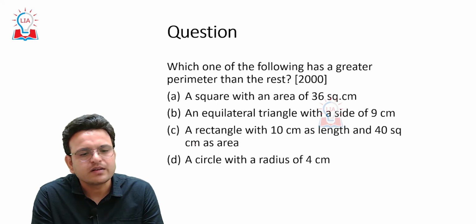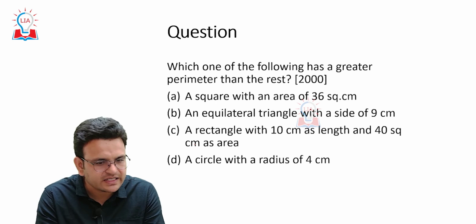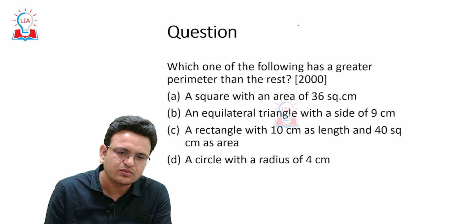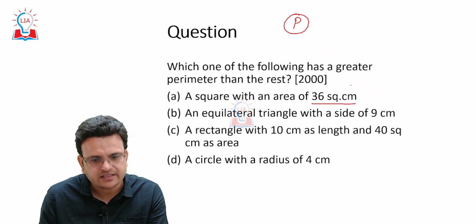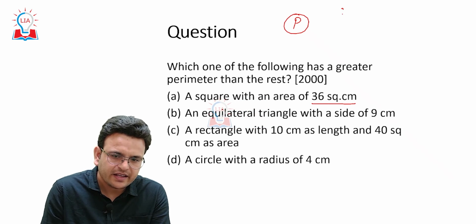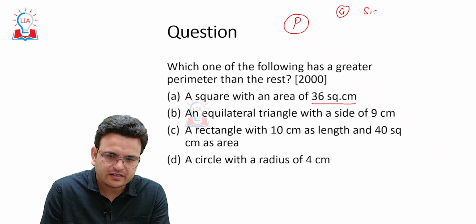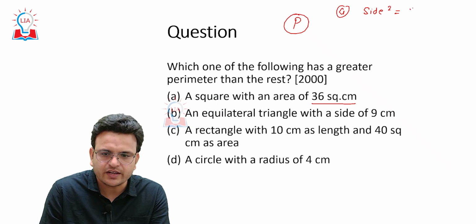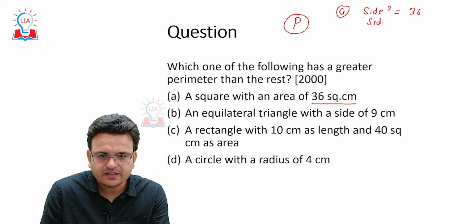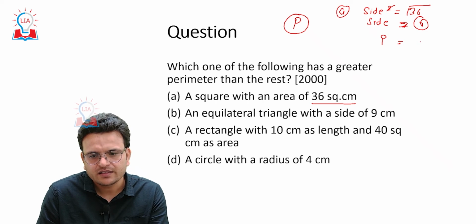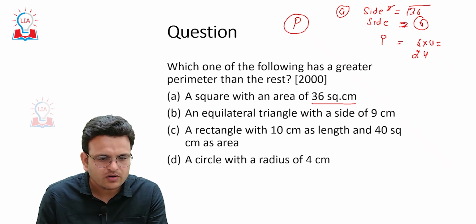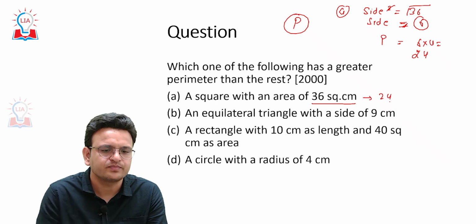Now come to one more question. Which one of the following has a greater perimeter than the rest? So we have to find the perimeter. A square with an area of 36. The square's area is given, so we know that side squared equals area, so the side will be root 36, which becomes 6. Then the perimeter will be 6 into 4, which means 24. So first of all we have the perimeter as 24.